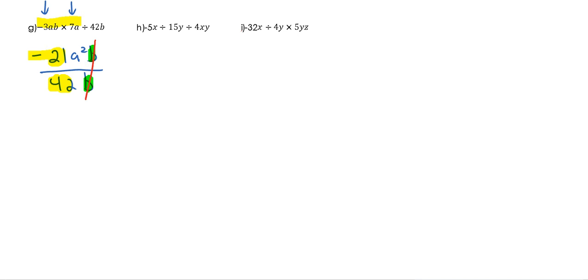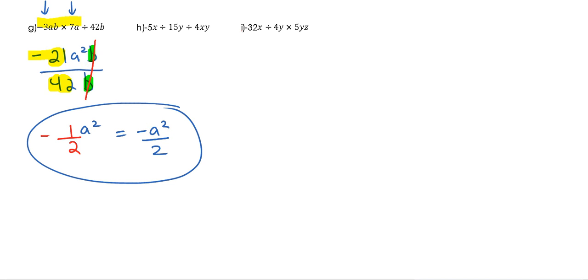So if I look at negative 21 divided by 42, I mean, how many times does 21 go into 42? Well, 21 divided by 42 is like 50%, so this will be negative 1/2, and you're left with this a squared, and your final answer you can leave as negative a squared divided by 2. So either one of these would be acceptable answers for question number G. And that's it. Let's move on.